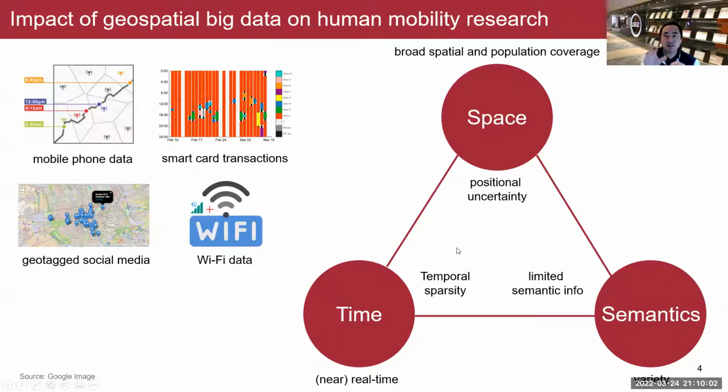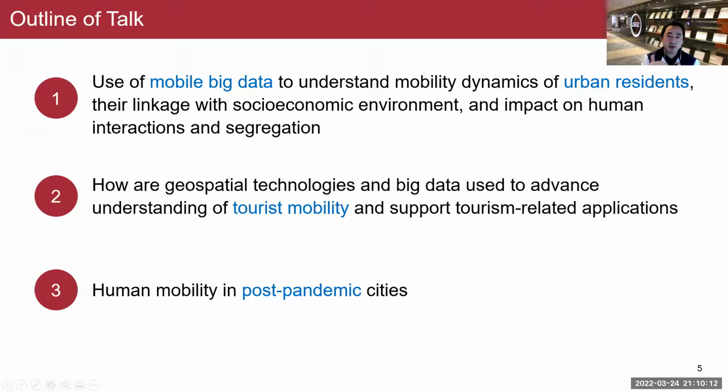Our research has been trying to take advantage of these three big V's, but also trying to partially address or mitigate these issues. Today's talk is going to be divided into three parts. In the first part, I'm going to introduce some of our research that uses mobile big data to understand the mobility of urban residents, their linkage with the socioeconomic environment, and the impact on human interactions and segregation. The second part will switch its focus to how geospatial technologies and big data are used to understand tourist mobility patterns. And in the last part, if I still have time, I want to introduce a few pilot studies that look into mobility in post-pandemic cities.